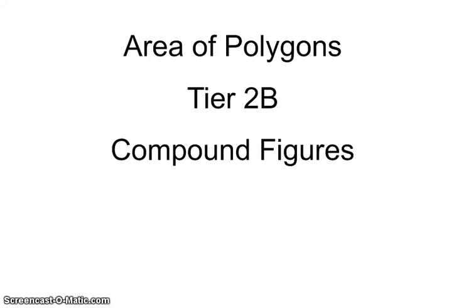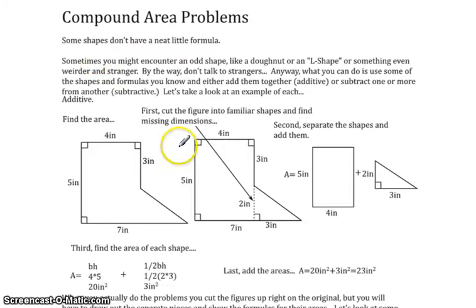Next up, area of polygons, tier 2b. This time we're looking at compound figures. Some shapes don't have a neat little formula. Some shapes you might encounter have an odd shape, like a donut or L shape. So how do we deal with those? Well, first, to find the area, we will cut the figure into familiar shapes and find the missing dimensions.